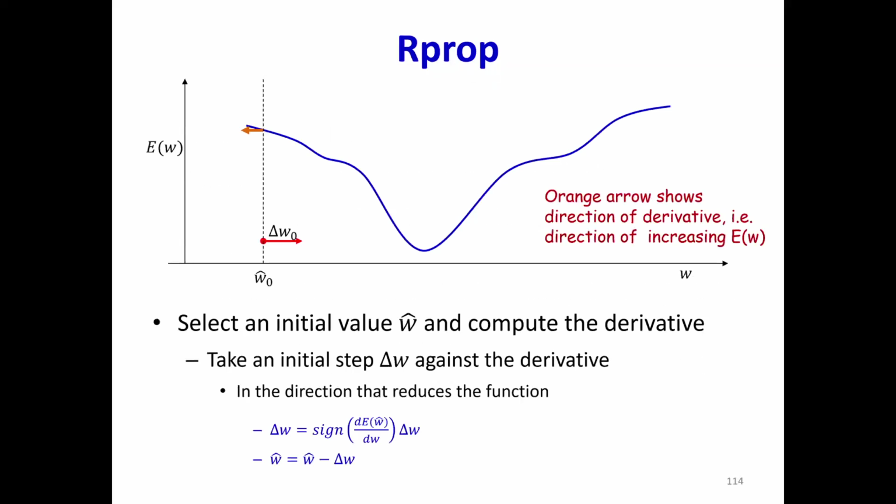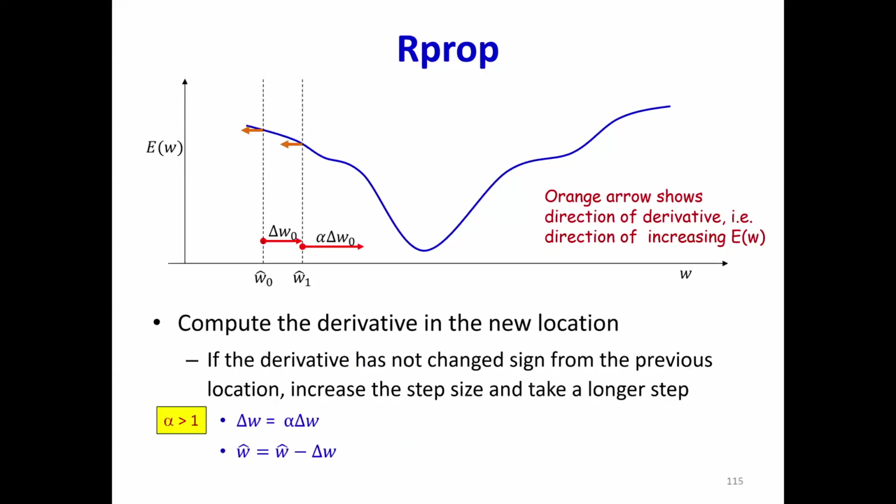So that's what we do. You start off at an initial value, and this is done component-wise. And you take an initial step, delta W, against the derivative. If the derivative asks you to go forward, you go forward. If it asks you to go backward, you go backward. The orange arrow shows the sign of the direction of the derivative. The red arrow shows the direction in which you would be moving. Then you arrive at a new location. And then you check the derivative, and the sign of the derivative has not changed. If the sign of the derivative has not changed, you're going in the correct direction.